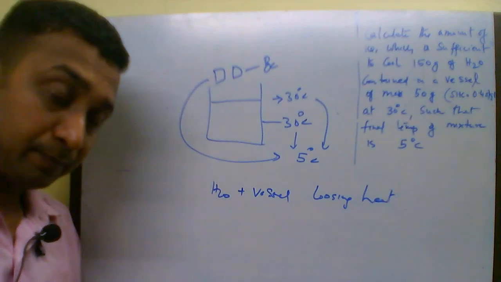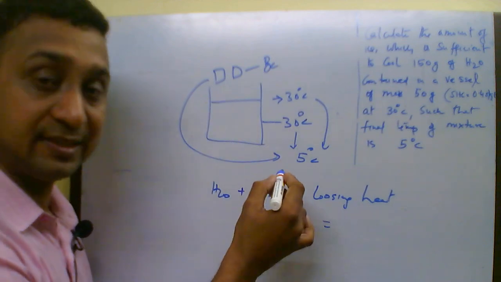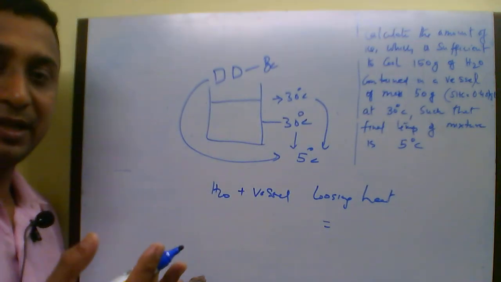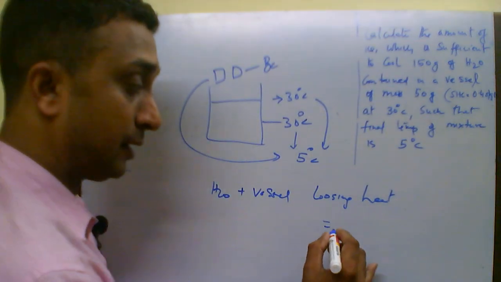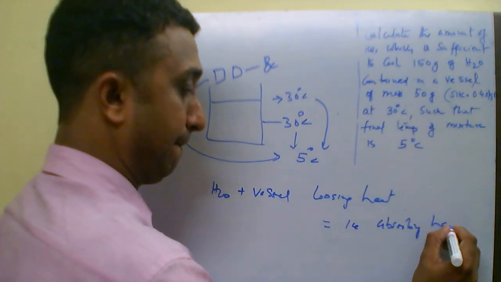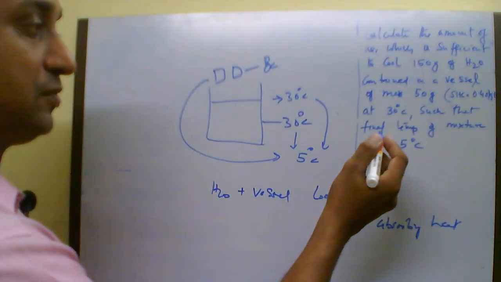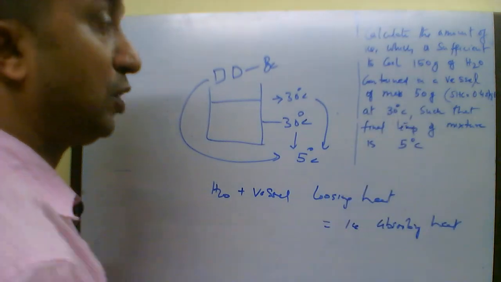Who will take up that heat? Ice at 0 degrees Celsius is reaching 5 degrees Celsius. Its temperature is increasing, so it is taking up that heat. So ice is absorbing that heat. Now, we don't know how much. The question is to calculate the amount of ice needed.